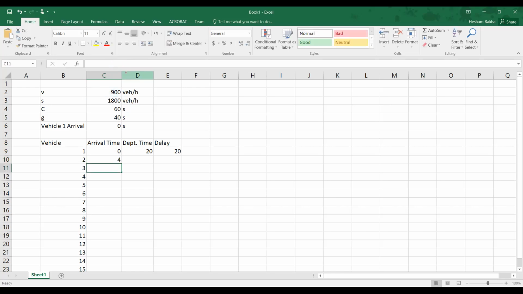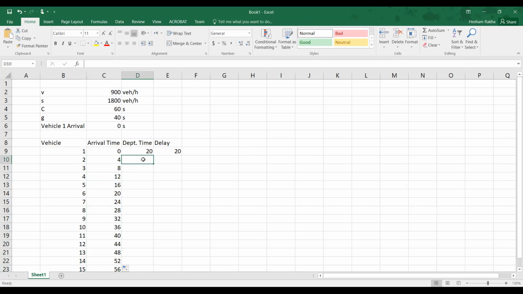So given that they're arriving at a rate of 900 vehicles per hour, that means the headway between those vehicles is going to be 4 seconds. So vehicle number 2 will be 4 seconds after vehicle number 1. Vehicle number 3 would be another 4 seconds. So actually what I can do is just copy this cell, and it should give me the correct answer for the remainder of the cell. So vehicle number 3 would be 8 seconds, vehicle number 4, 12 seconds, and so forth.